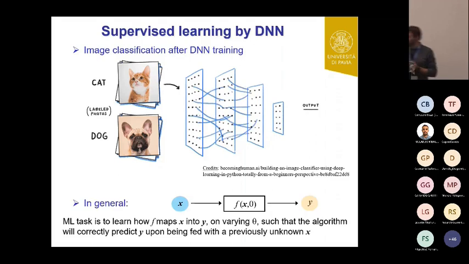More generally and formally, machine learning deals with having some input data and building some function of this input data and parameters, which are the weights. And through a minimization procedure, you have to train this function to recognize the input and give the correct output.